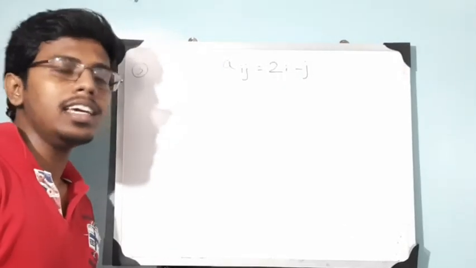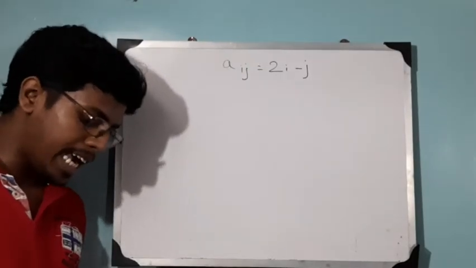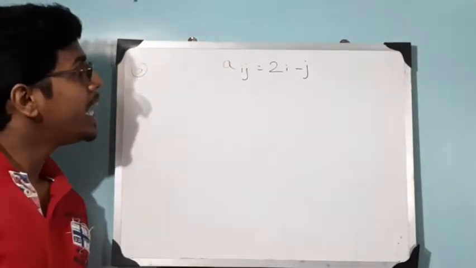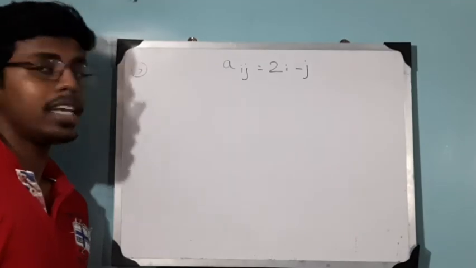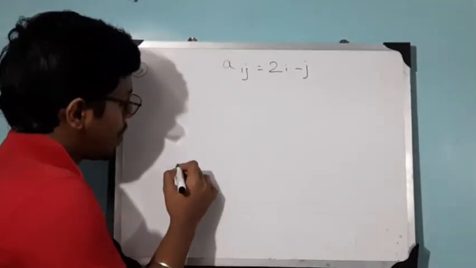The third category is: construct a 2 into 2 matrix of elements a_ij given by a_ij equals 2i minus j. So what are these i and j? So let's take an example.